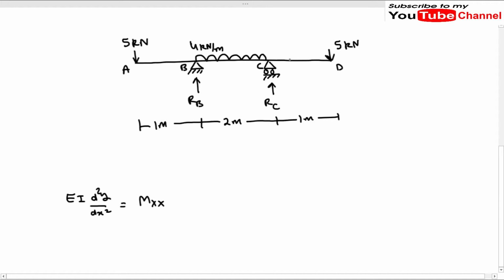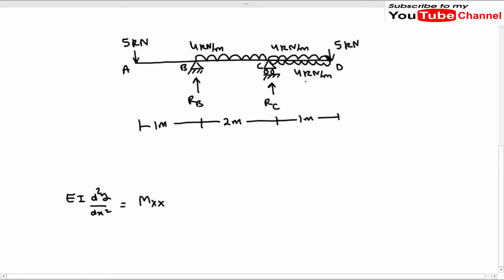So how will I do this? It is very simple. I will just add another UDL like this of 4 kilonewton per meter intensity, the same as this UDL. And I will also add another UDL on the upward side of the beam, which is also 4 kilonewton per meter.